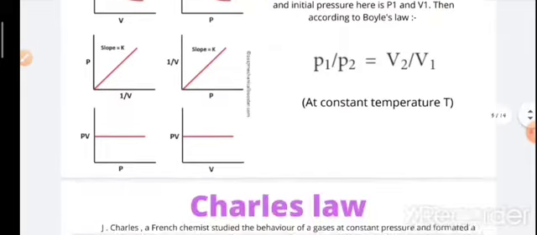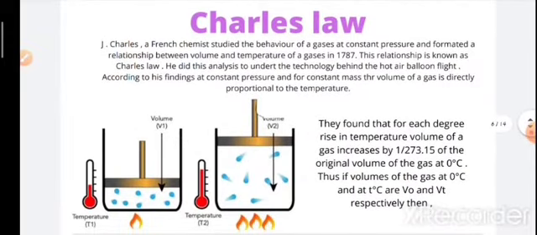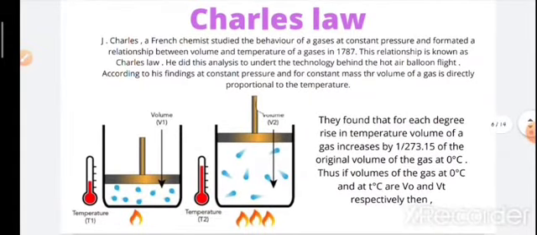Now we are moving to Charles' law, the second law, okay? J. Charles, a French chemist, studied the behavior of the gas at constant pressure. Now, in Boyle's law, we learned about the behavior of the gas at constant temperature, but here we will learn about the behavior of gases at constant pressure, and he formulated a relationship between volume and temperature of a gas in 1787. This relation is known as Charles' law.